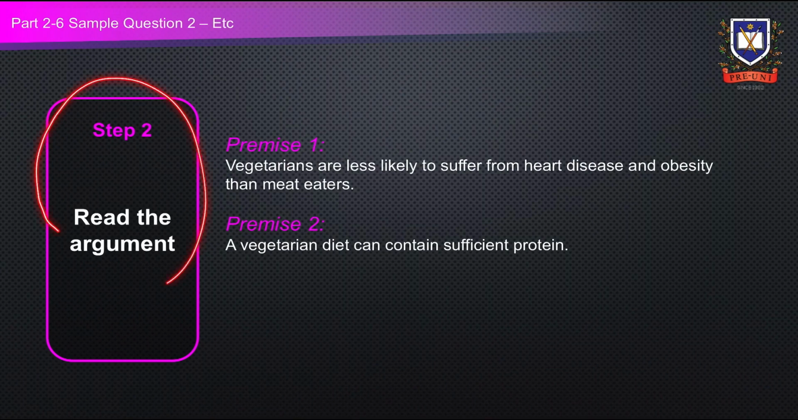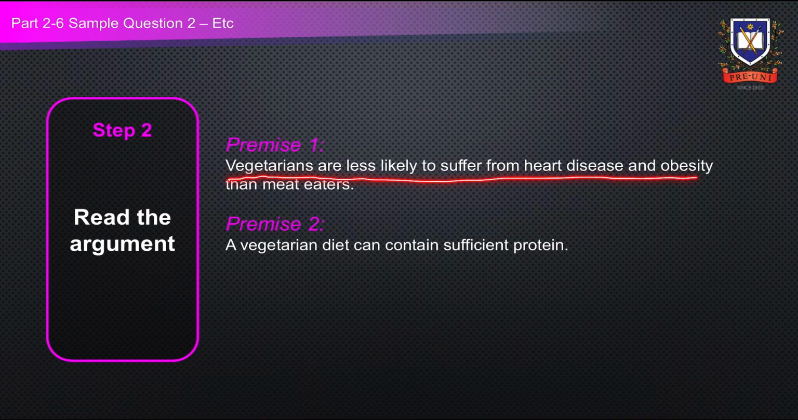Next, we should read the argument and identify the premises that would support the conclusion in the argument. Premise 1 is, vegetarians are less likely to suffer from heart disease and obesity than meat eaters. And premise 2 is, a vegetarian diet can contain sufficient protein.